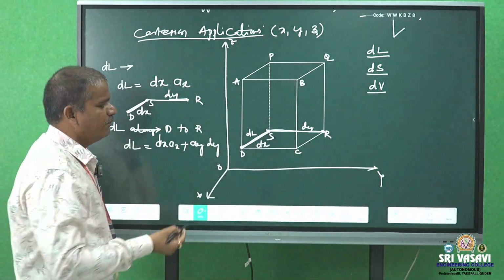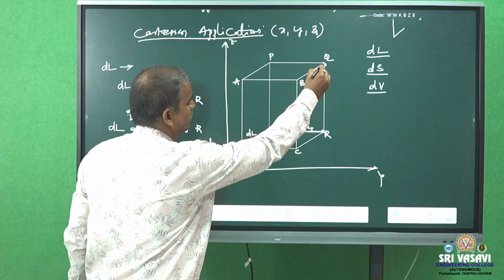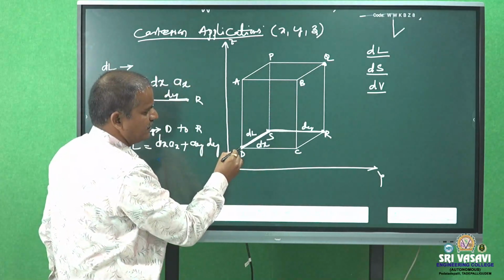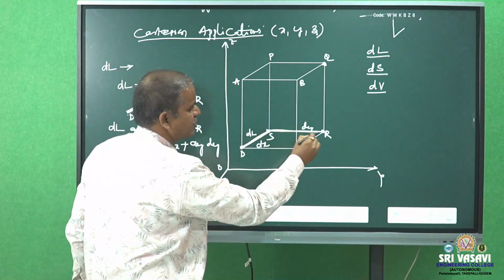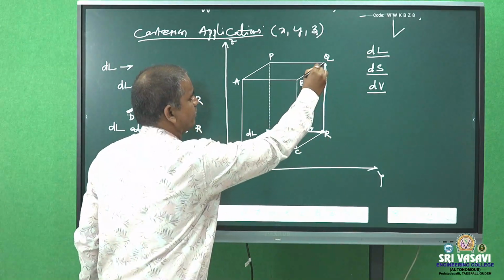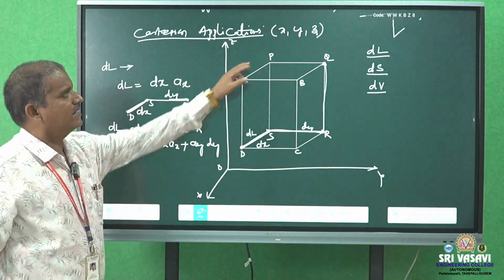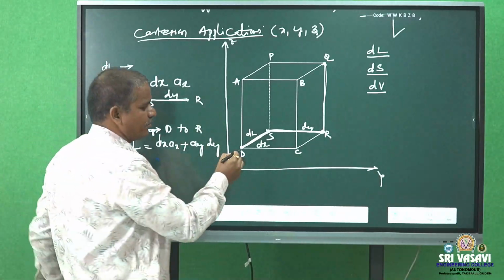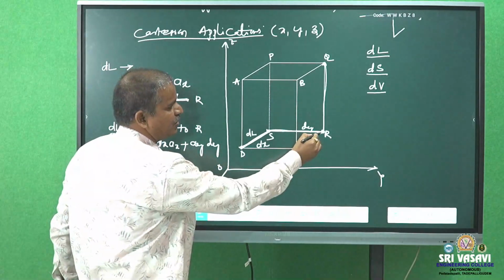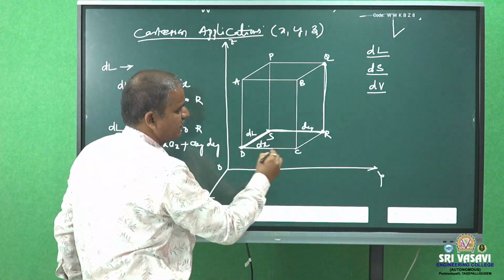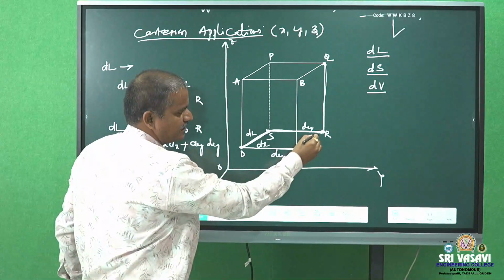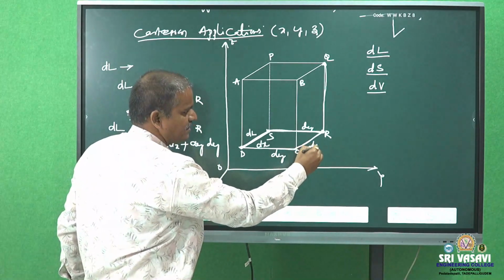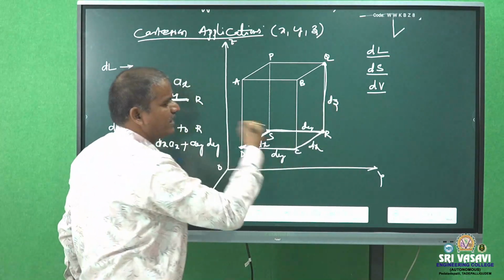Next I want to move from, for example, D to Q. Once again check the possibilities. D to S, S to R, R to Q. So we can cover all the directions, X, Y, Z. Or otherwise you may go like this also, no problem: D to C, C to R, R to Q. This is dy, this is dx, this is dz. So we can cover all.